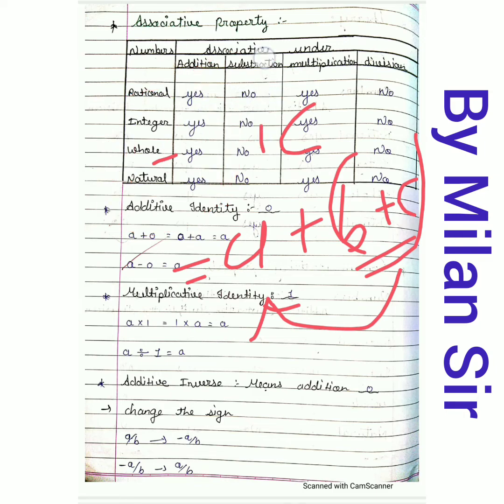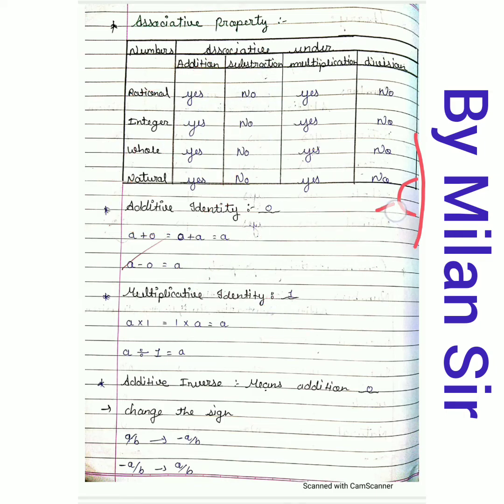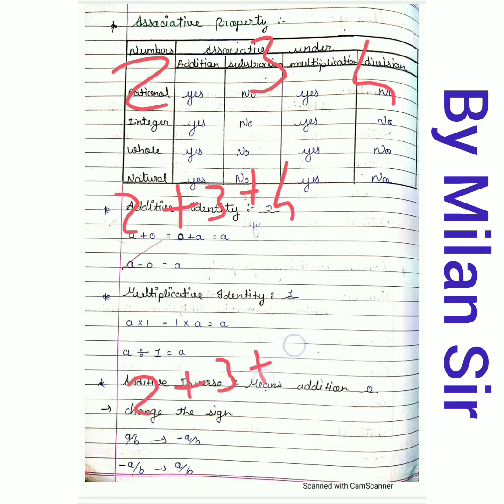So first of all, let's take one example. Just select three numbers, 2, 3 and 4. Okay, and right now I am trying to check the addition process. So 2 plus 3 plus 4. Same thing, 2 plus 3 plus 4. Here only our bracket is changed. Okay, so here first of all we need to get the answer of this bracket.